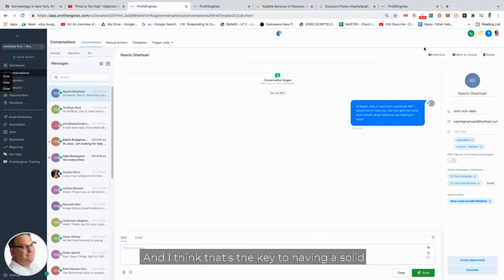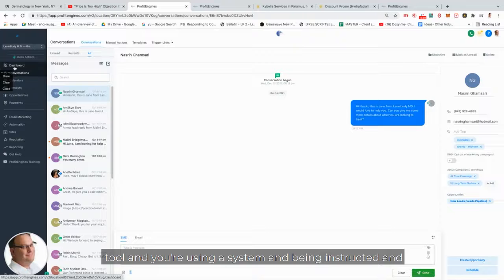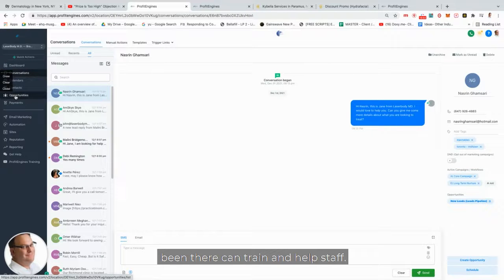And I think that's the key to having a rock solid strategy, is to make sure you're using a tool and you're using a system and being instructed and taught how to use this as part of that. And that's, I think, one of the most key elements, is that we've been successful at helping a lot of people get to understand these tools because it's a lot to understand. And you need someone who's been there and can train and help staff. And this is the biggest opportunity we see across the board, is helping people utilize these systems. And there's so many variables to fit this into the customization for each practice.